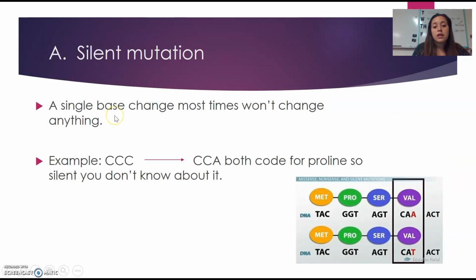Silent mutation, it doesn't change anything. So even though you change a base, it codes for the same amino acid. As you guys remember in that chart, different codons could code for the same amino acid. So there's nothing, you don't even know about it, right? There's no effect on that person. Here's another example. This is the DNA sequence, not RNA, but if it was CAA and it changed to CAT, which by the way it is, it would still have the same amino acid, so there's no change. Silent, you don't know about it.